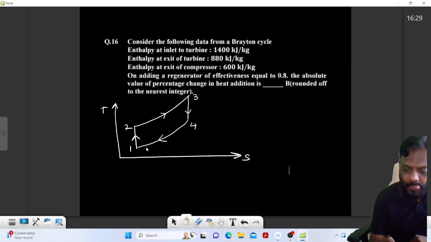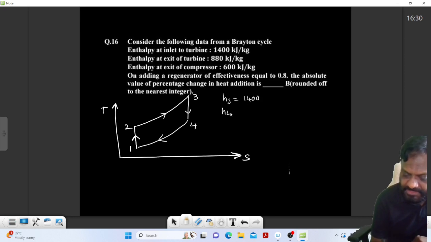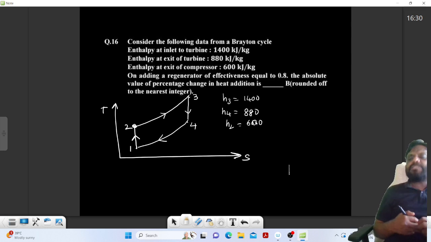Enthalpy at the turbine inlet, H3, is 1400. Enthalpy at turbine exit, H4, is 880. At the exit of the compressor, H2, compressor exit is 600.